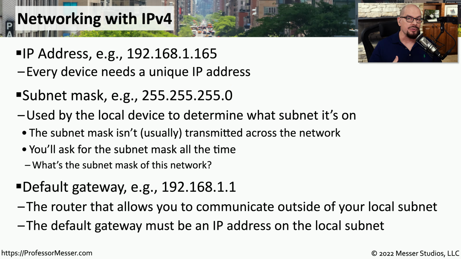If the device also needs to communicate outside of your local subnet, and most devices do, you'll need to also assign a default gateway. This is the IP address of a router that allows you to communicate outside of your local subnet. So the default gateway in this particular example is 192.168.1.1. In most cases, this is the bare minimum of configurations you would need to assign to a local device. So you would need an IP address, a subnet mask, and a default gateway.